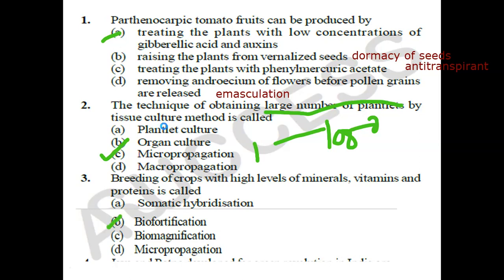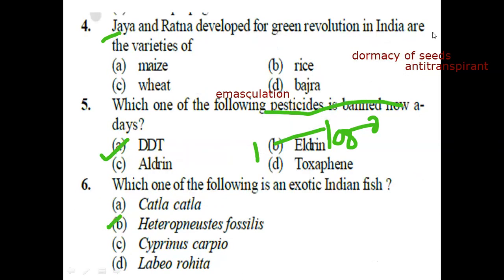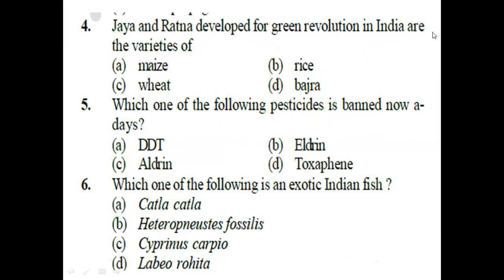Next, Jaya and Ratna. Jaya and Ratna, developed for the Green Revolution in India, are varieties of rice. Kalyan Sona and Sonalika are varieties of wheat.